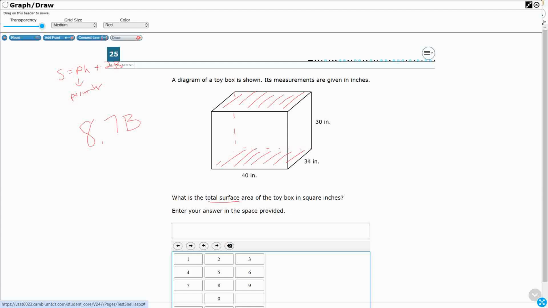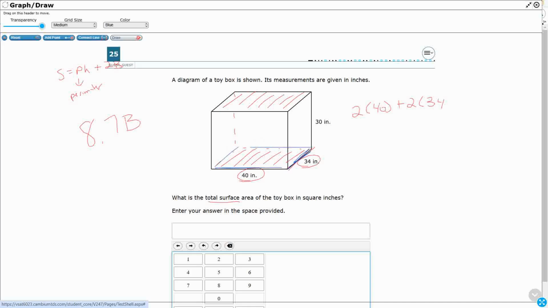So what is the perimeter of this base? Well, if I were to think about the perimeter of this base, this is going to be 40 plus 40 plus 34 plus 34. Or I can do 2 times 40 plus 2 times 34. That's going to give me my perimeter of all 4 sides, and I'll do that in blue here along the base.